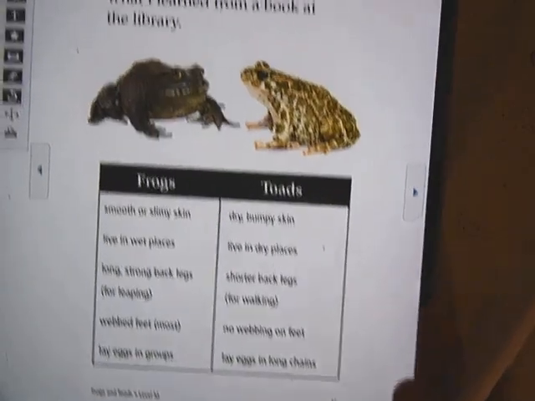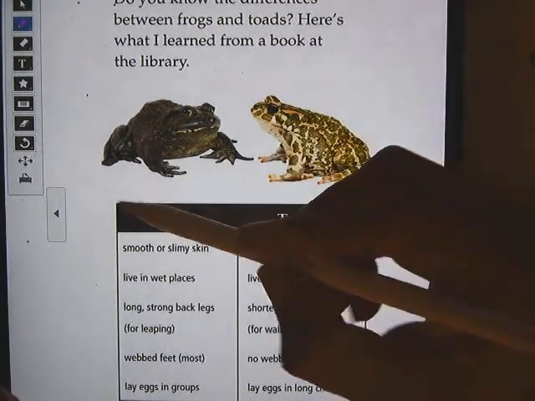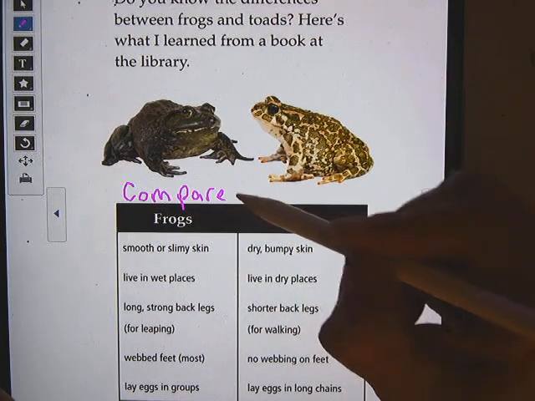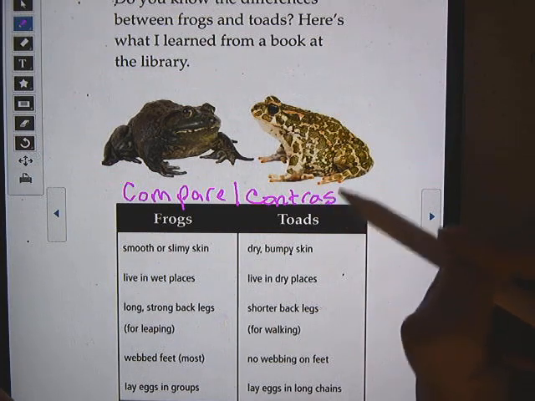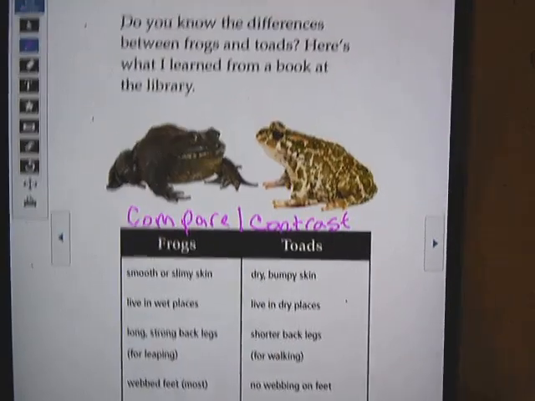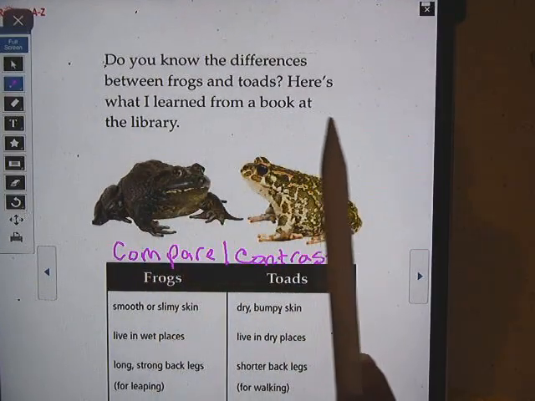All right, ooh, this looks like a chart that we've made, and that is a compare and contrast chart. So we've got frogs here and toads here. We can see how they're alike and how they are different. Do you know the differences between frogs and toads?